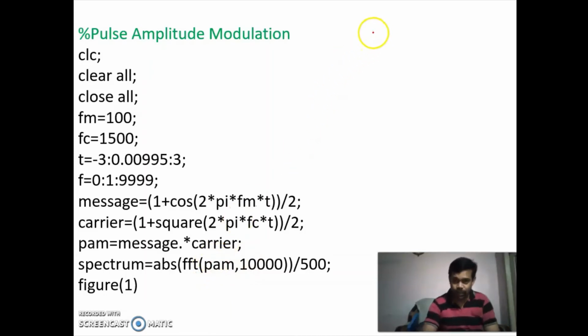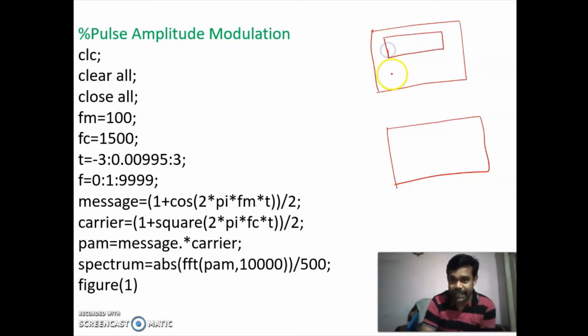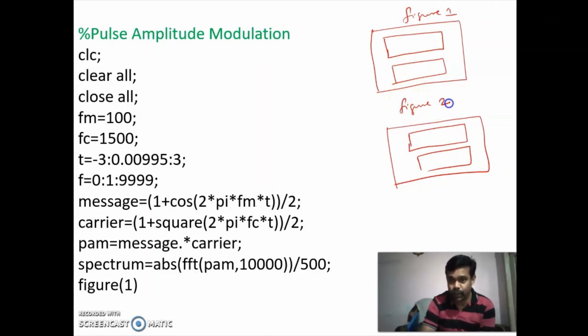Initially I told you that we have four plots in total. Those 4 plots we are plotting in 2 figures. In the first figure, you are plotting the carrier and message, and in the next one, the pulse amplitude modulated signal and its spectrum. This is figure 1 and this is figure 2. So first we have defined figure 1. This command will generate figure 1.